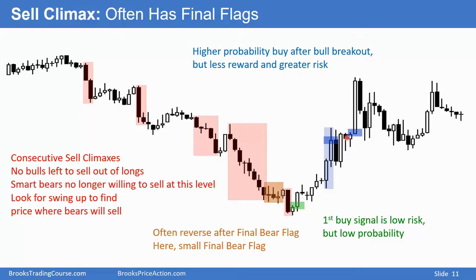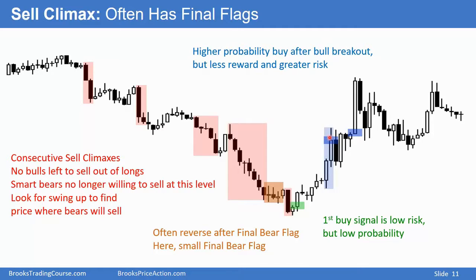Here we have a triangle, 3 pushes down: 1, pullback, 2, pullback, 3. I don't know if it's an II, it's very close to an II, but in any case, it's a high probability buy after this much momentum that will get at least a small second leg up. Higher probability to buy after you see the strong bull breakout, but the risk is greater.